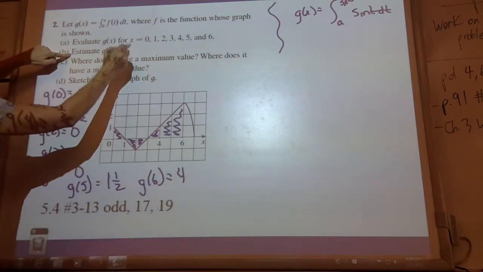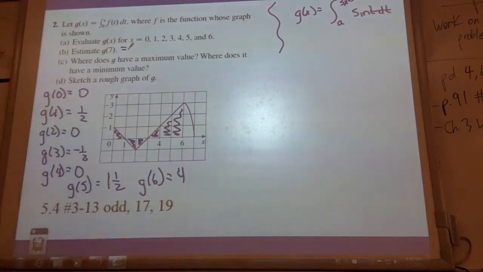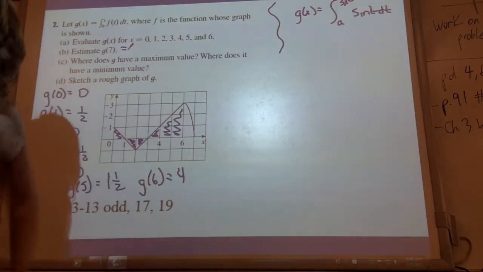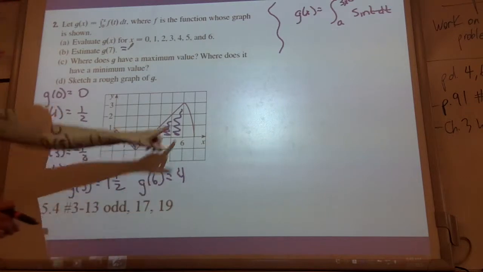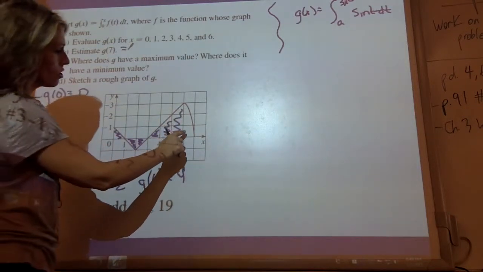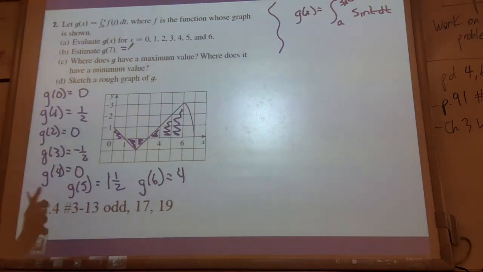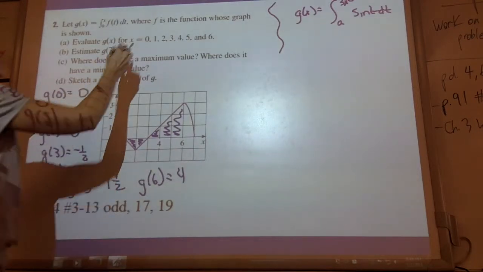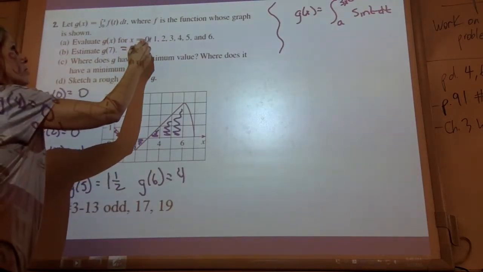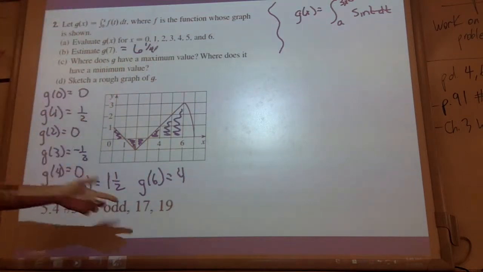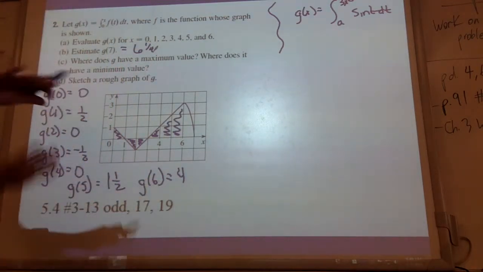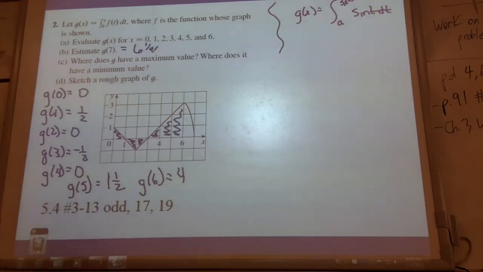Oh, estimate g of 7. Tricky. I'm going to guess 2 and a quarter. I'm going to guess 3.5. Plus 1, 2, 4. You guys could guess whatever you want, and you're adding that on to the 4, so 7.5 is fine. Any of these are fine, right? We're adding it onto our last one, so whatever you decided to add on to it, it's fine. You're estimating. Okay? We all good?